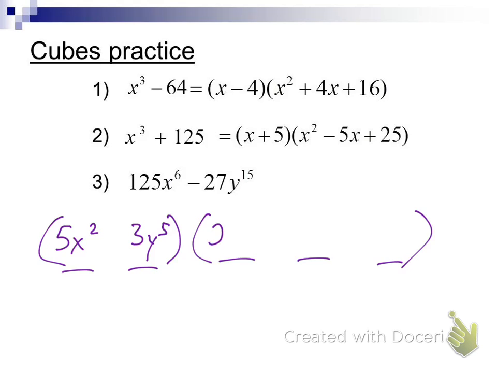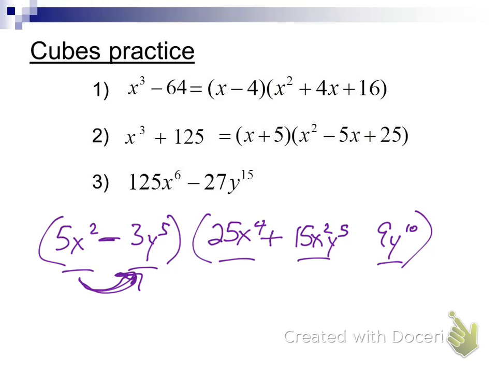Square 5x squared, you get 25x to the what? 4th. If you multiply these two things together, what do you get? 15x squared y to the 5th. Square, multiply, square. Then if you square 3y to the 5th, you get 9y to the 10th. Signs are same, the opposite of that, and positive.